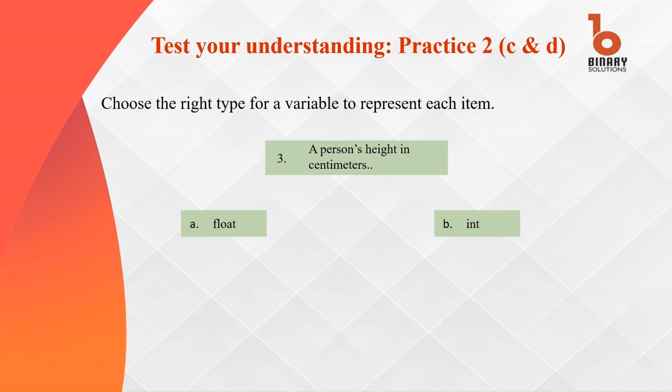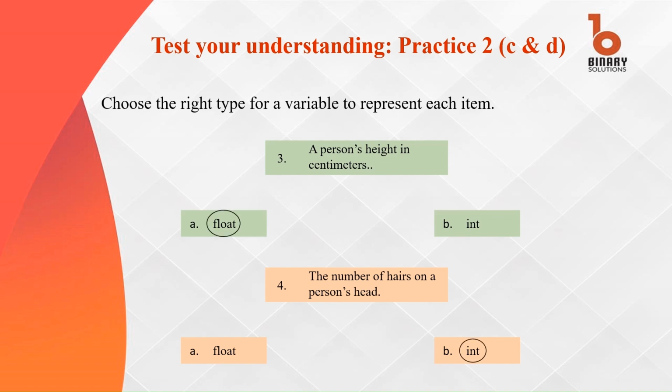Now, here's your third question. Choose the right variable type for the following statement. Think about the options carefully and share your answer in the comments below. Next, here's the fourth question. What variable type would you use for the following item? Give it some thought and post your answer in the comments. These are the correct answers. Match them with yours to see how you scored.